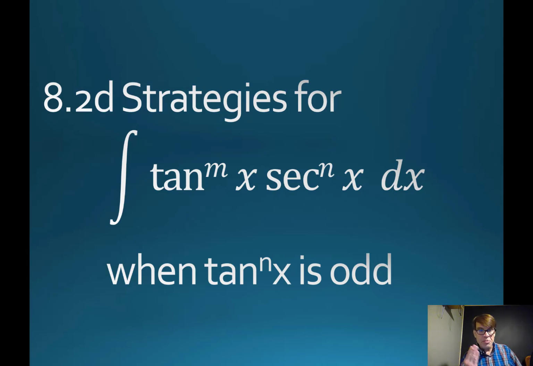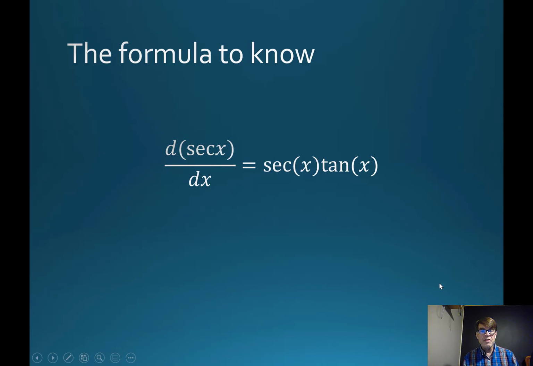And then the one I did just before this, 8.2c, was strategies for integrating powers of tangent and secant when secant was even. This final video in integration strategies for trigonometric integrals is when the power of tangent is odd. And the key formula to know here is that the derivative of the secant of x is secant tangent. And again, I've tried to come up with mnemonics.